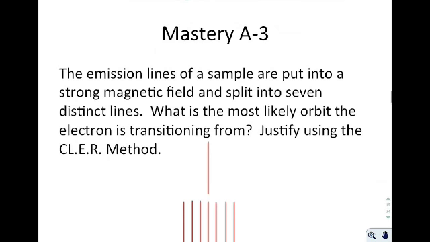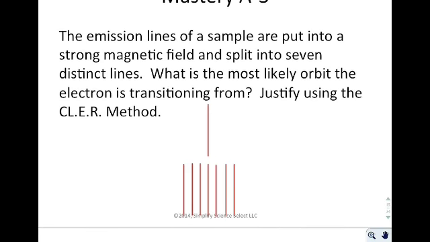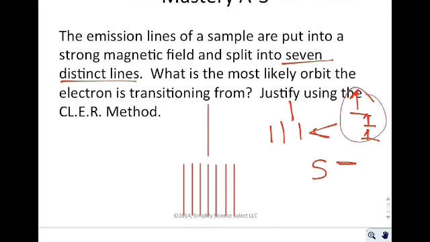The mastery level question says the emission lines of a sample are put into a strong magnetic field and split into 7 distinct lines. What is the most likely orbit the electron is transitioning from, and justify your answer using the CLEAR method? Well, the original one that we had that split from 1 to 3 did so because it was going from an s orbital to a p orbital, where you had 1, 2, 3 suborbitals. So you had 1, 2, 3 potential transitions, so you got 3 different lines.